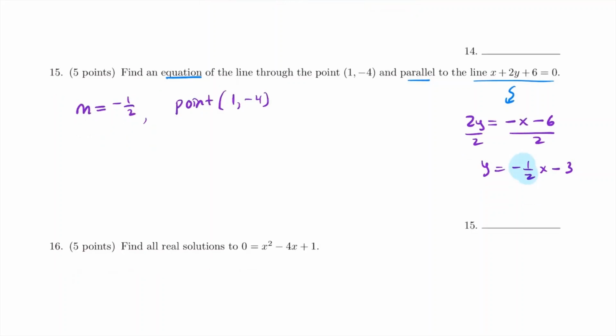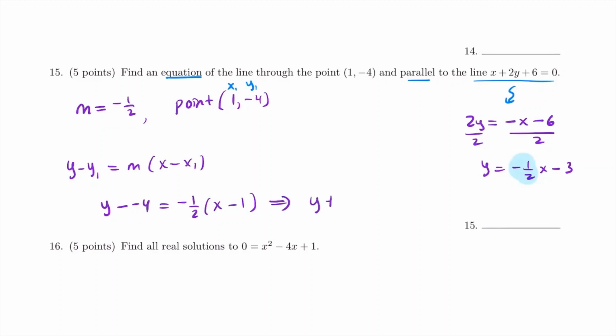So the equation of the line in point slope form is y minus y1 equals m times x minus x1. So label your points. This is x1, this is y1. So our equation is y minus negative 4 equals m. It's negative 1/2 times x minus 1. Clear out these two negatives, so you'll have your final answer as y plus 4 equals negative 1/2 times x minus 1. So that would be the equation of the line parallel to that given line.